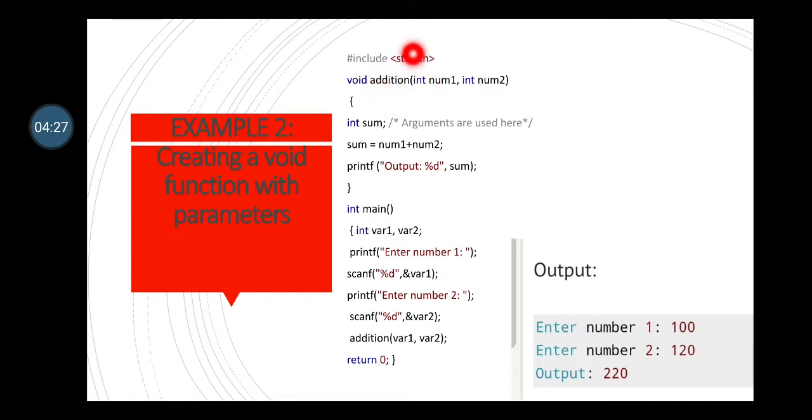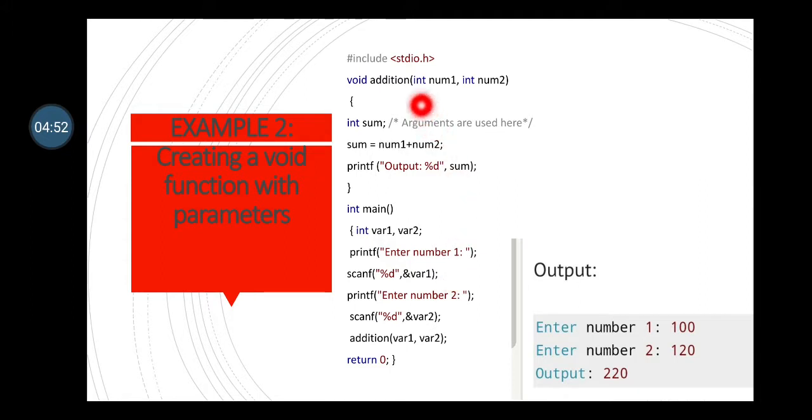That means the addition function is being called in the main function, so it will not return anything as the return type is void. Now inside main, as you can see, we have taken two variables, var1 and var2, and we are reading the values from the user. Enter number 1, we are reading it: scanf %d comma ampersand var1. Then enter number 2, we are taking it in var2.